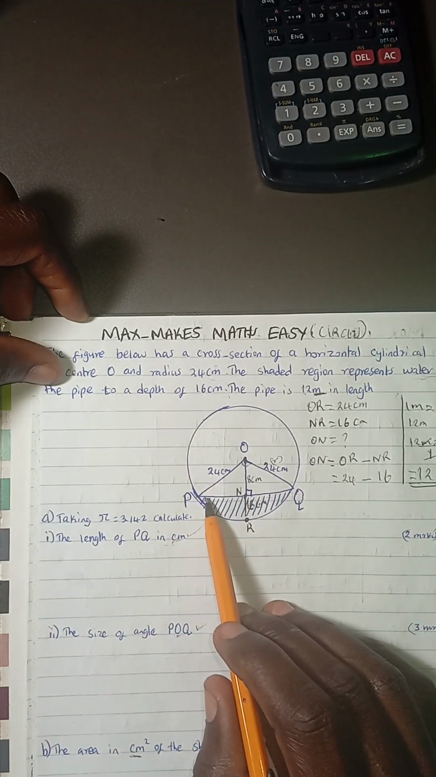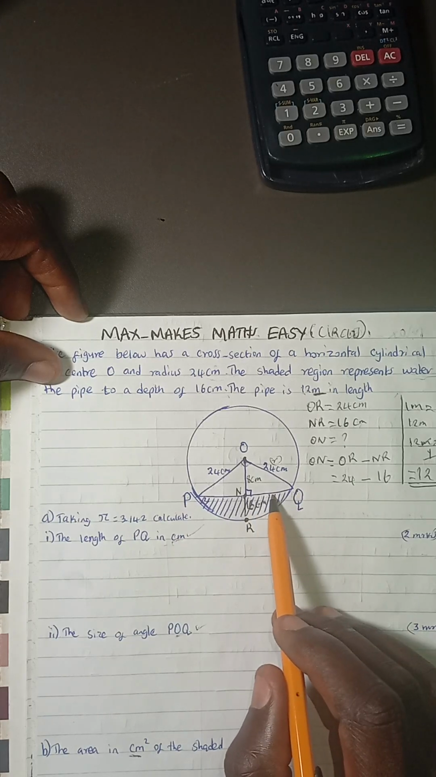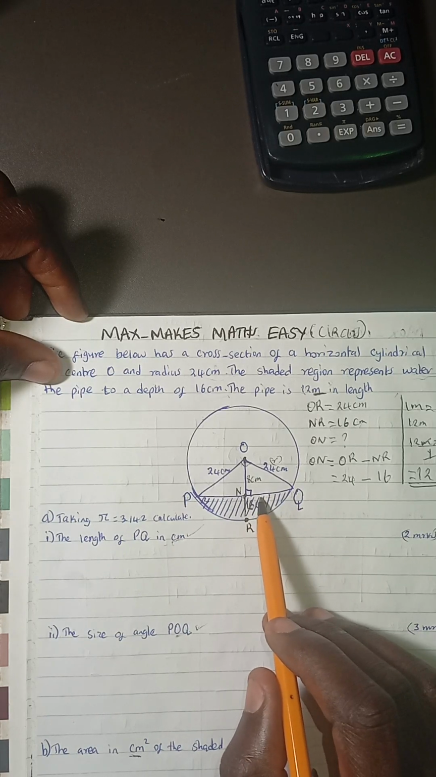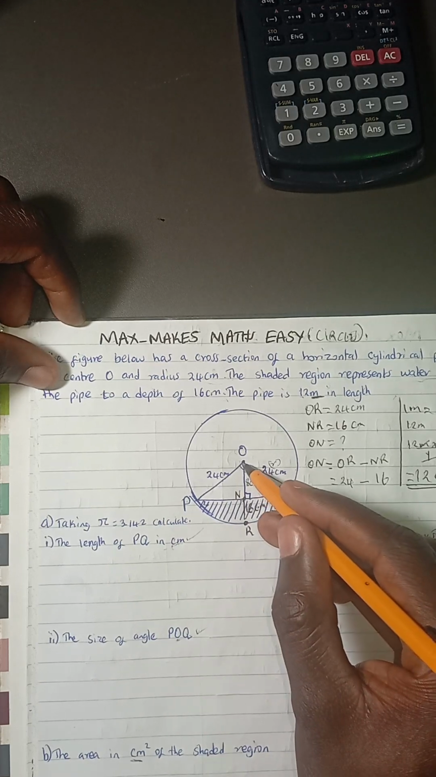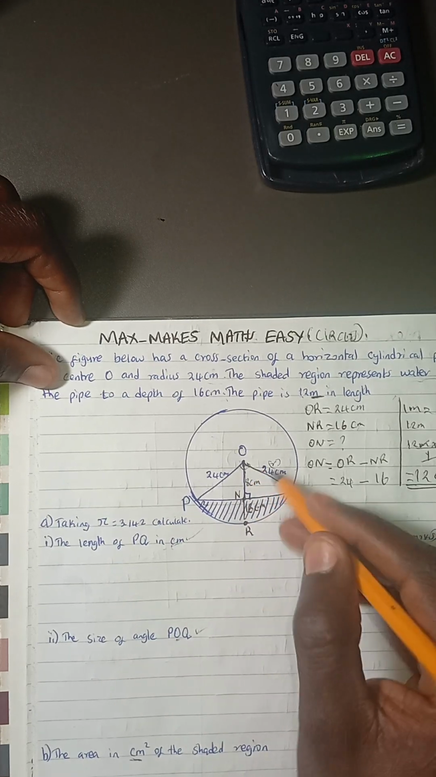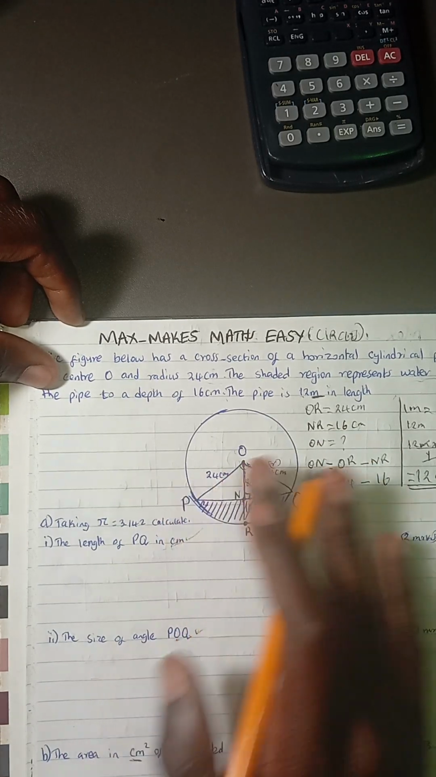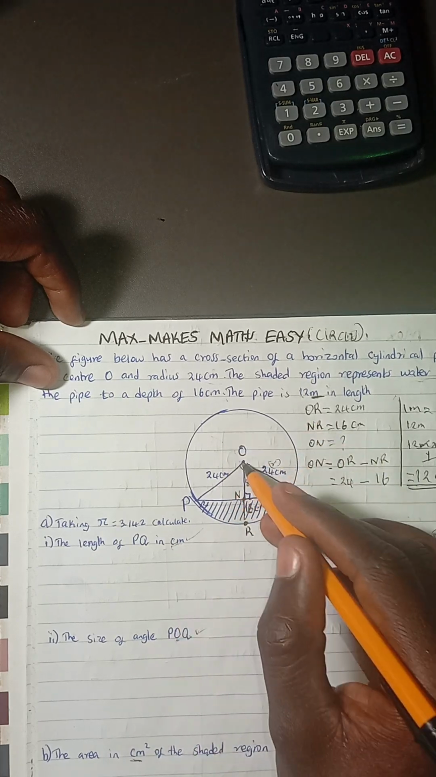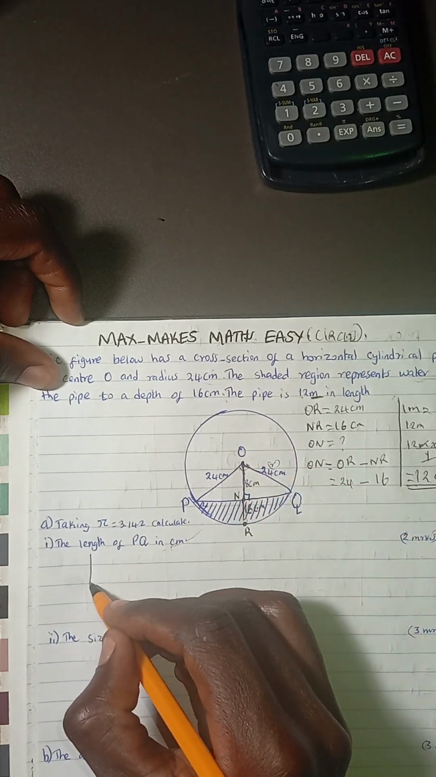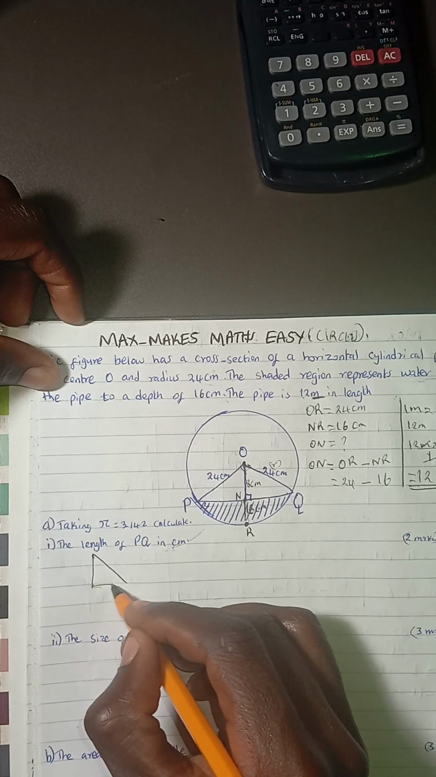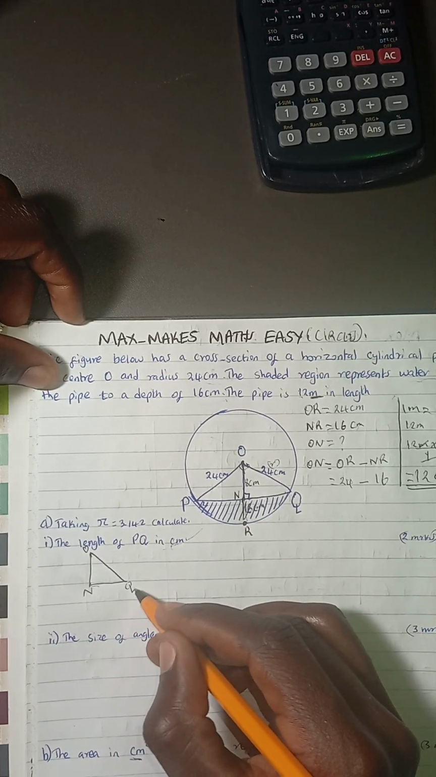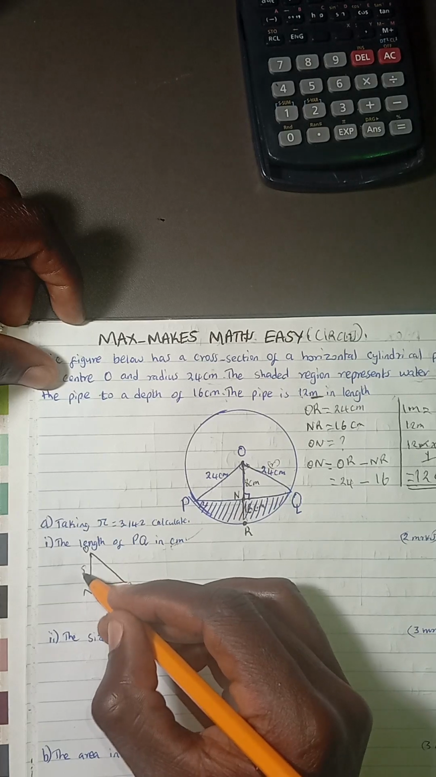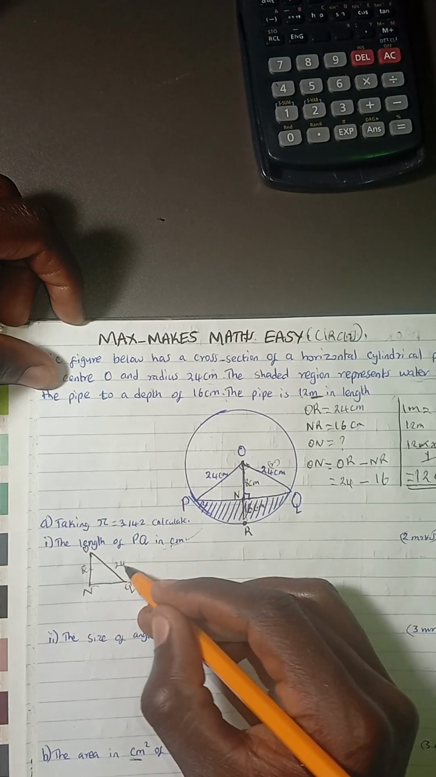So we begin with the first question, the length PQ in centimeters. We are told to find the length PQ in centimeters. Here we are going to extract this triangle because this side is equal to this side, so this is a half. So we're going to extract one triangle, name it ONQ. Here is 8 centimeters, here is 24 centimeters.